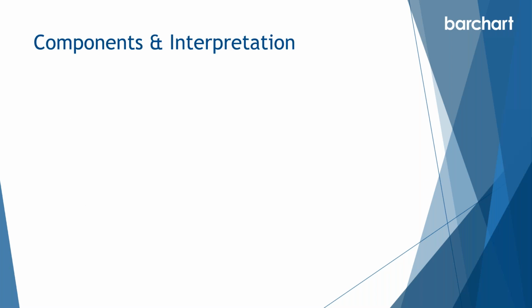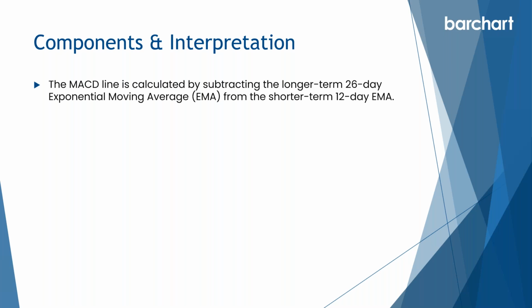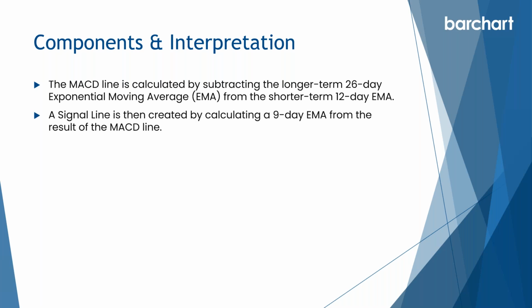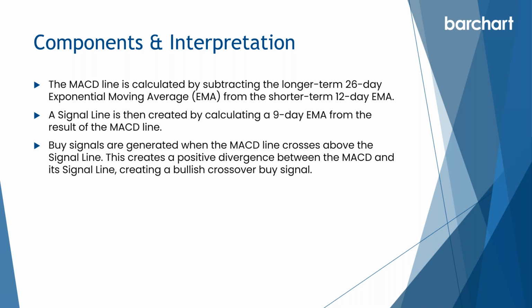As I said in the opening, the MACD line is a calculation made by subtracting the longer-term 26-day exponential moving average from the shorter-term 12-day exponential moving average. The E in eMACD stands for exponential moving averages. The signal line is then created by calculating a 9-day EMA of the MACD line result. The interpretation says that a buy signal is generated when the MACD line crosses above the signal line. This creates a positive divergence between the MACD line and the signal line and creates a bullish crossover buy signal.